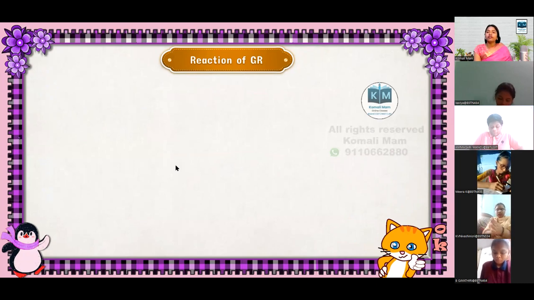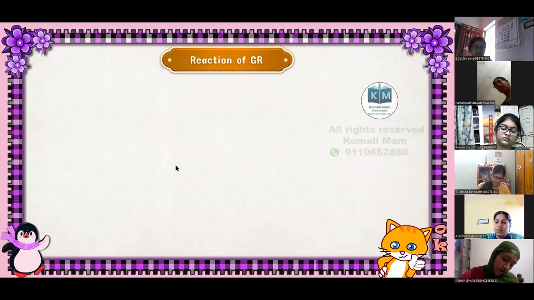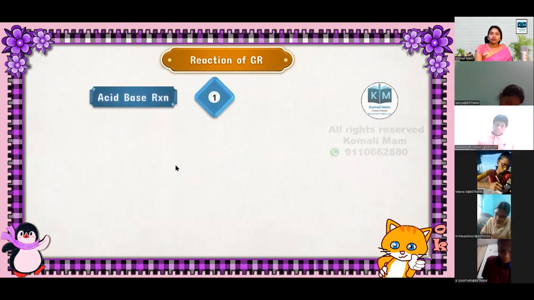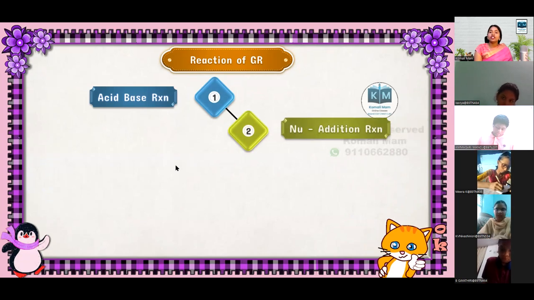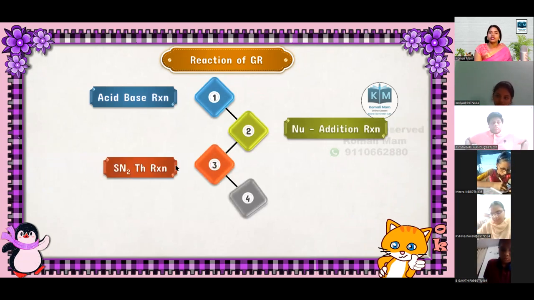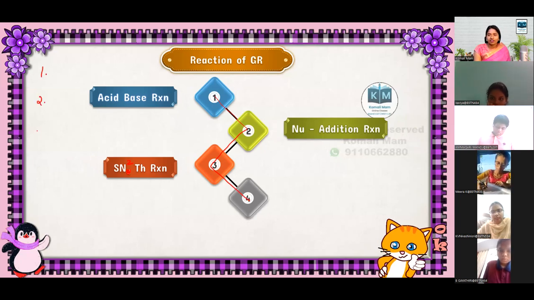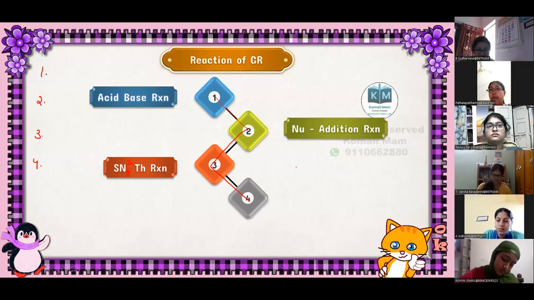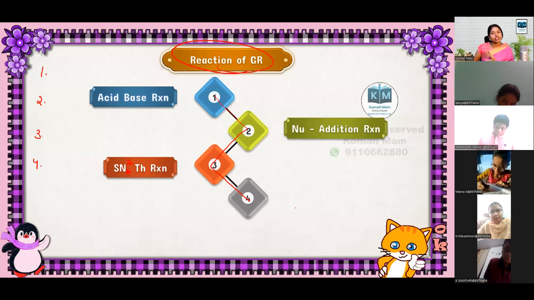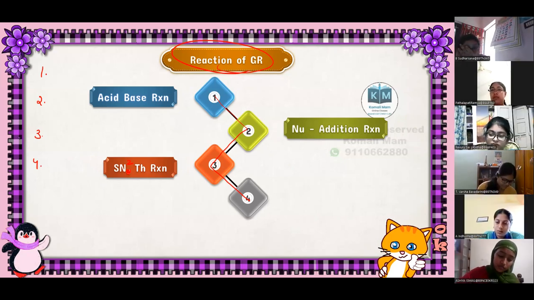Put the heading, reactions of GR. Come on. Reactions of Grignard reagent. Actually, Grignard reagents undergo four different types of reactions. Just for a stylish representation, you simply write 1, 2, 3, 4. First one, acid-base reaction. How many types of GR reactions? Four types of Grignard reagent reactions. When you see RMgX, there are chances of four different reactions. You should identify which reaction that particular one belongs to.